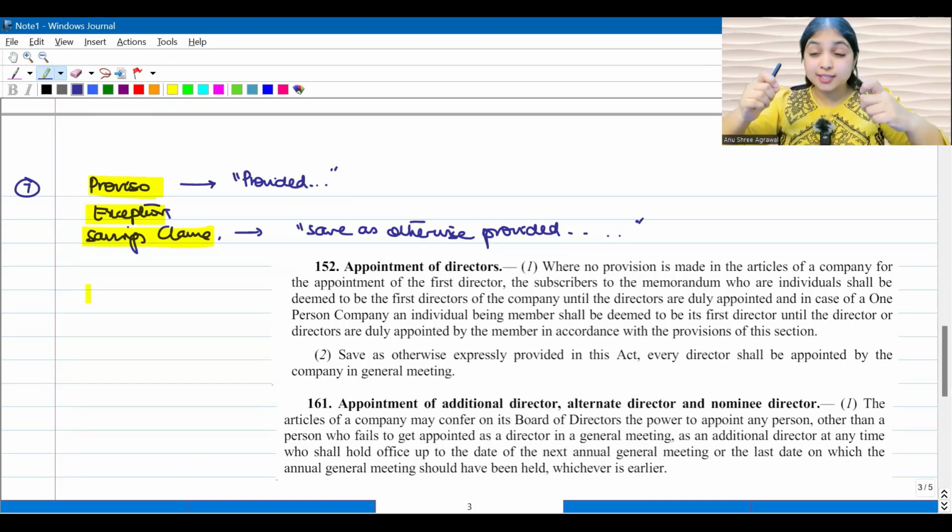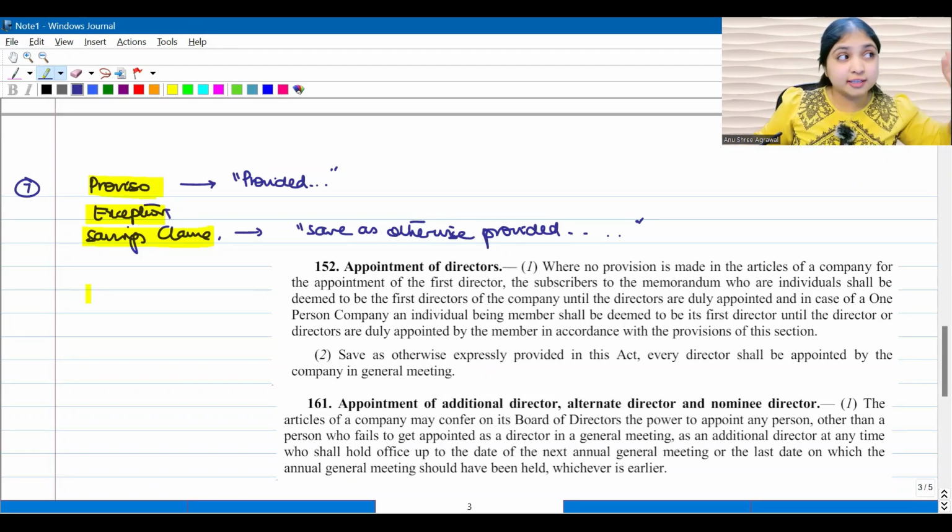Notwithstanding means I'm a stronger section, first you apply me, then you apply other sections. Without prejudice to means you apply that section also, you apply this section also. Even if both the sections are contradicting, even if both the sections are talking about the same subject matter, you apply the other section also, you apply this section also. That is without prejudice to, guys.